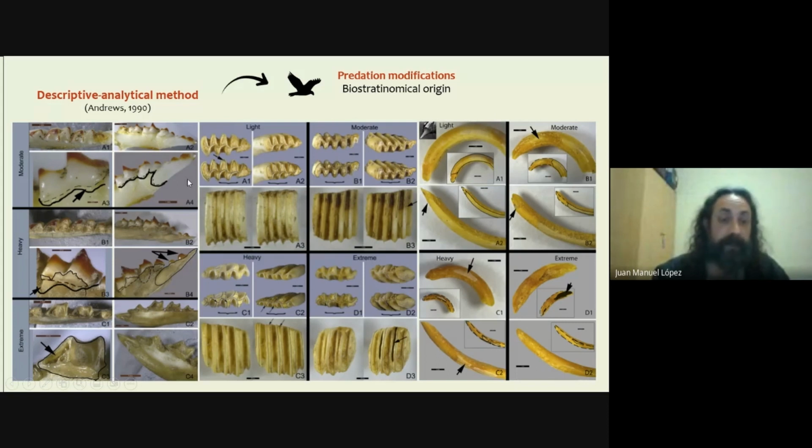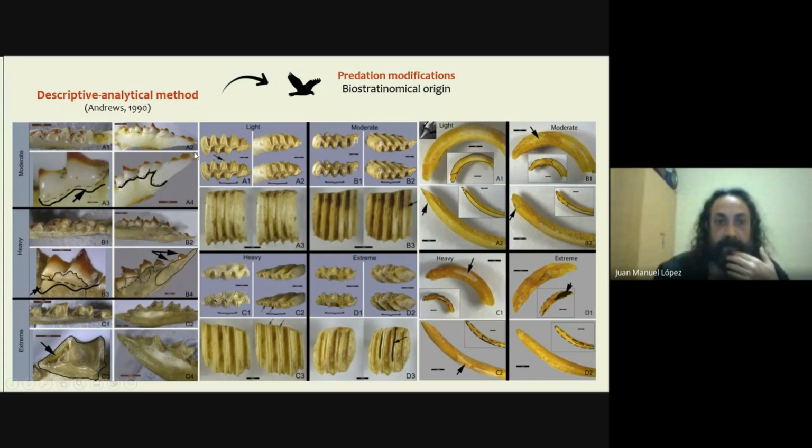Also here we can find a red-toothed shrew with different kinds of digestion: moderate, heavy, and extreme. It depends on the percentages of the kind of digestion you have in your assemblage. You can put the assemblage in one category or another. This is, for example, molars of Arvicolinae with light, moderate, heavy, and extreme digestion.